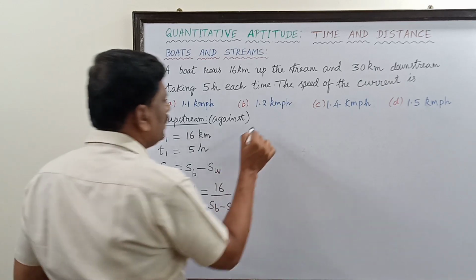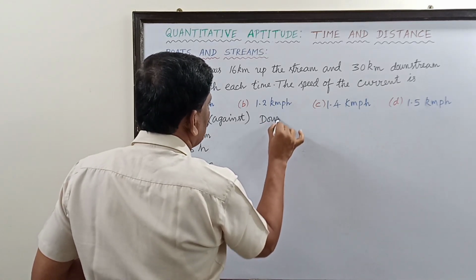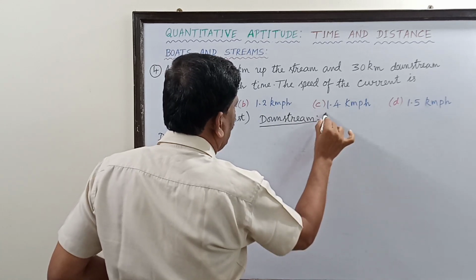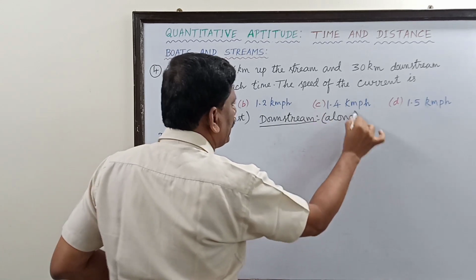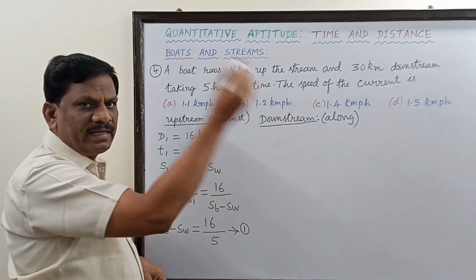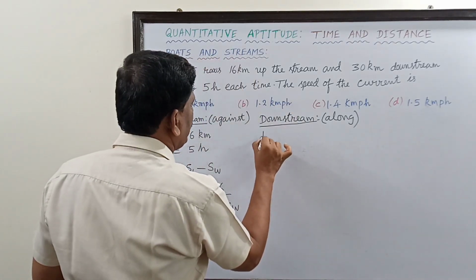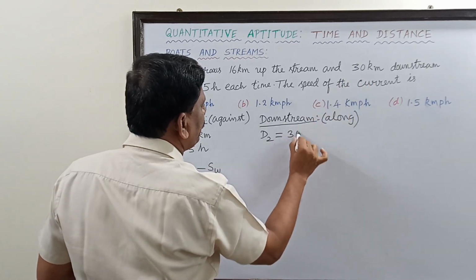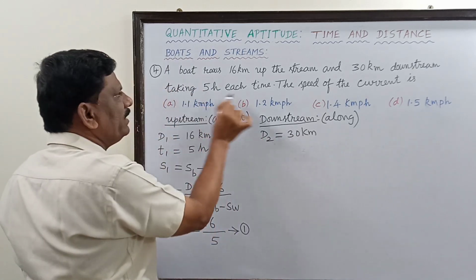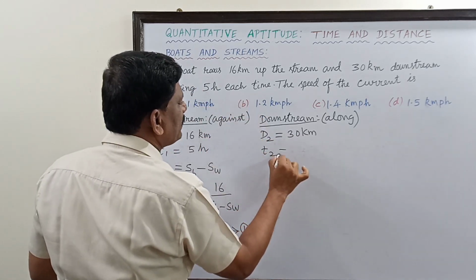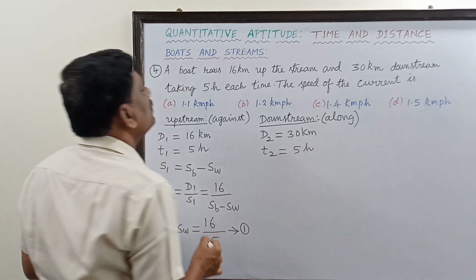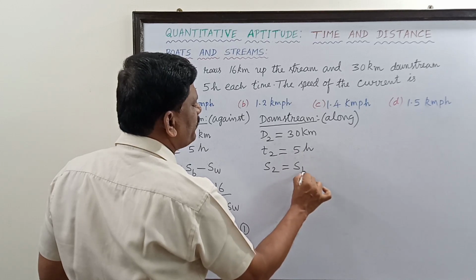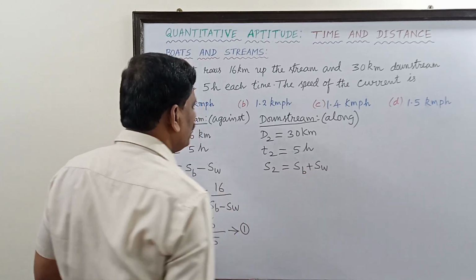Similar equation for downstream we will write. So downstream is along the current, along the water current. So the boat is going along the direction of the water current. So here the distance D2 is equal to 30 kilometers. And the time in each case is 5 hours. So T2 is also equal to 5 hours. And the relative speed downstream must be equal to the sum of the speeds, SB plus SW.